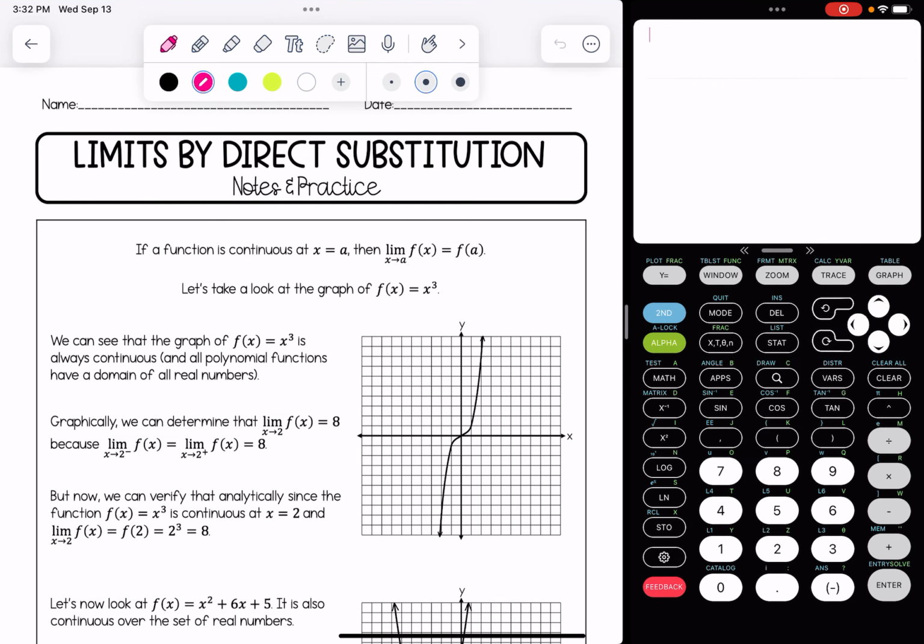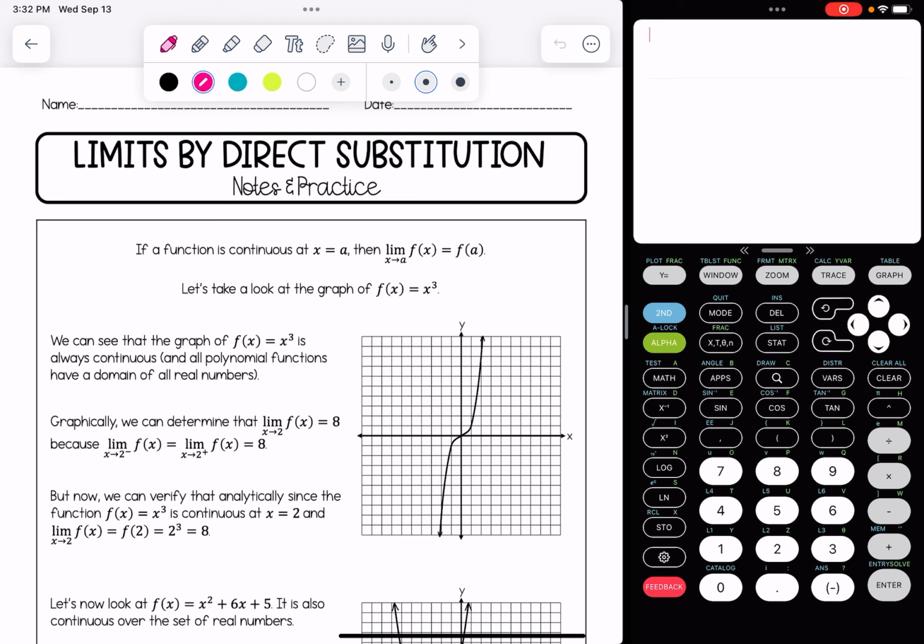In this video, we will be learning about limits by direct substitution. If a function is continuous at x equals a, then the limit as x approaches a of f of x is equal to f of a. That means we're simply plugging in or substituting whatever the limit is approaching.